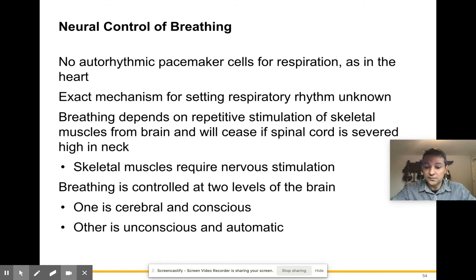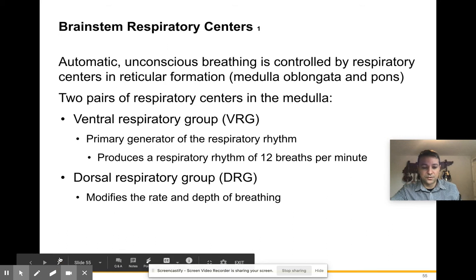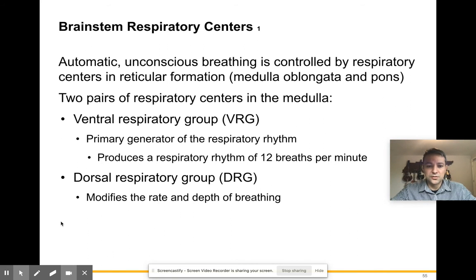Breathing is controlled at two levels by the brain. One is cerebral and is conscious, and the other one is unconscious, and we call that automatic. The automatic and unconscious breathing is controlled by respiratory centers in the medulla and in the pons. When we did the brainstem and all the different parts of the brain in semester one in the fall semester, we learned where the medulla and the pons are, and those are going to be the areas that control your breathing.